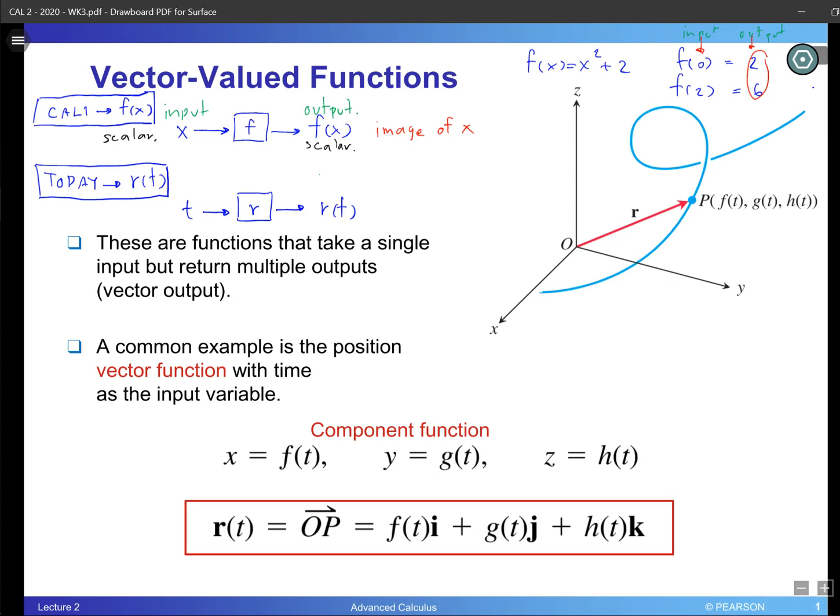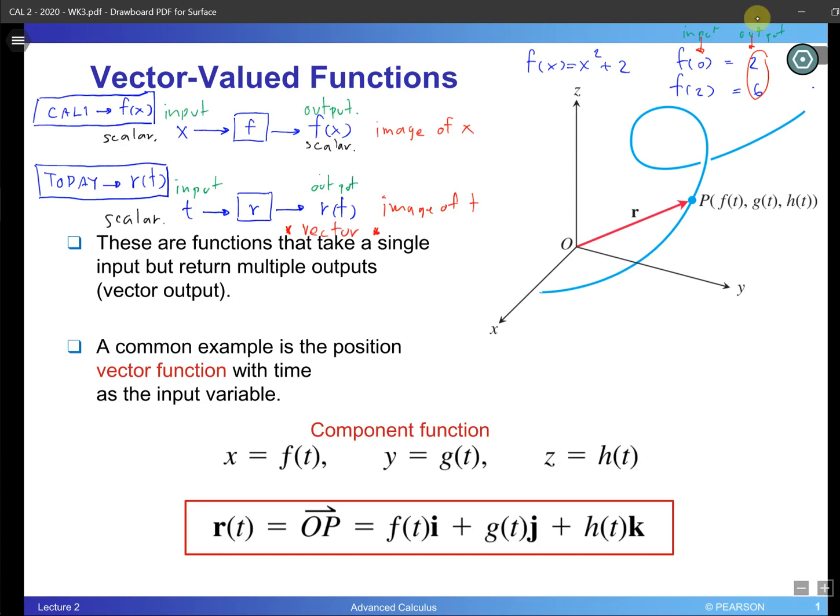Just like f(x), it's going to be the same process: t as input, r(t) here as output, and what you have right here, r(t), is the image of t. And t right here is also a scalar. You can put t equal to 0, t equal to 5, t equal to 10, t equal to 100. That's up to you. It's going to get passed through this function r, and in the end we get this r(t). Now here's the difference between today's function and last semester's function. r(t) here is going to be a vector. So make a note here: r(t) is going to be a vector, and that is the main difference.